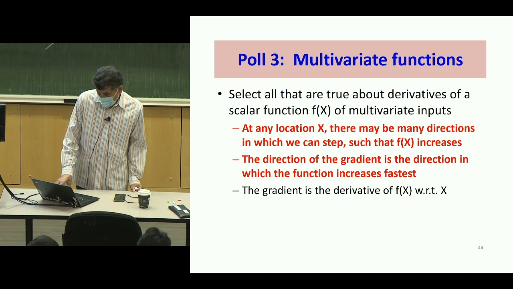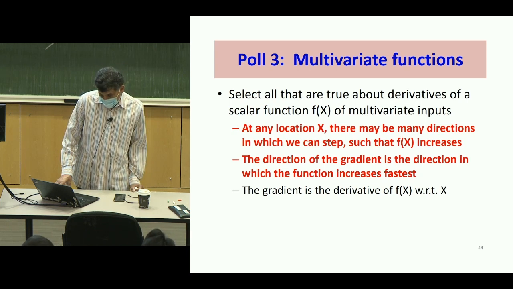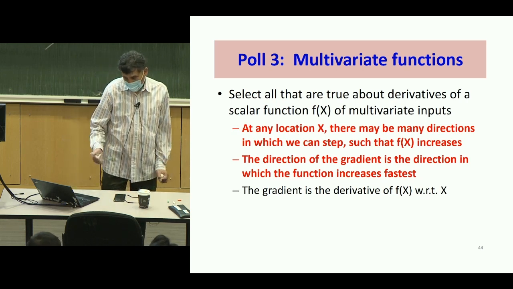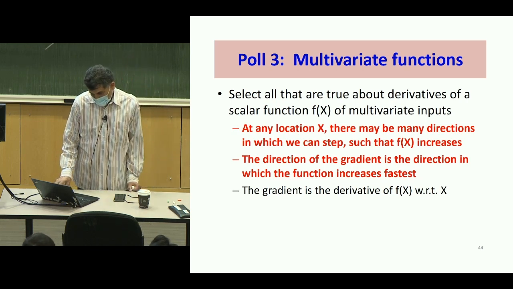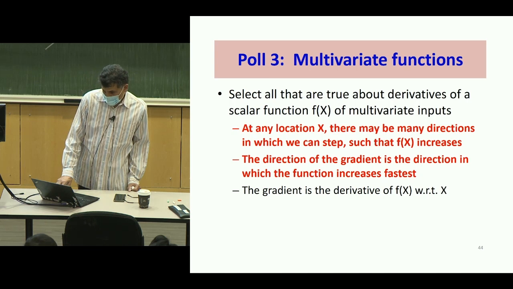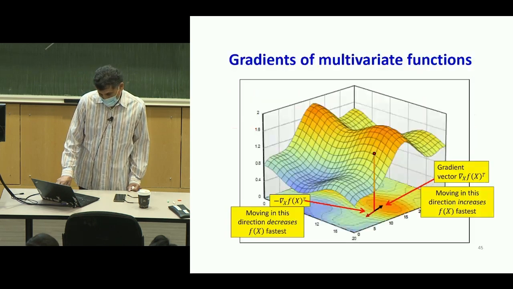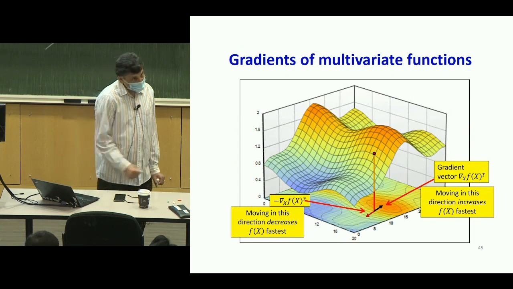Select all that are true about derivatives of a scalar function of multivariate inputs. At any location x, there are many directions in which we can step, such that f of x increases. The direction of the gradient is the one where the function increases fastest, right? Those are the only true facts. Okay. So here we are again.